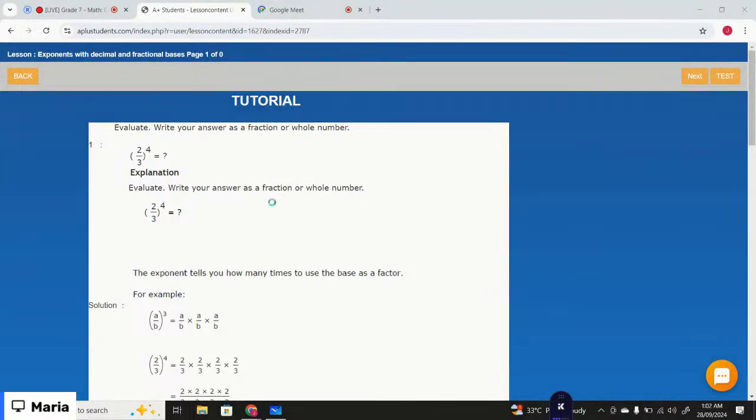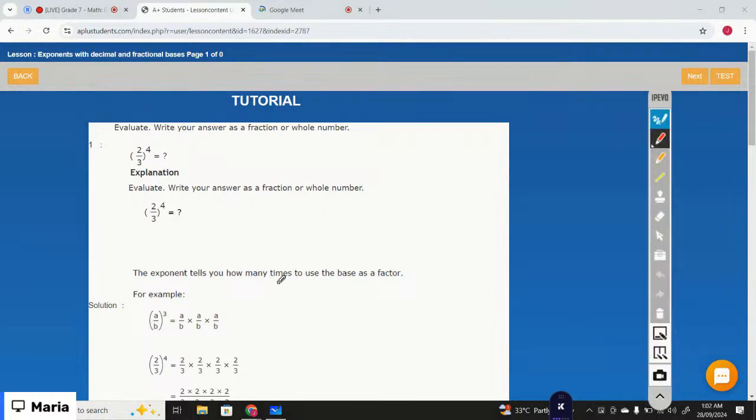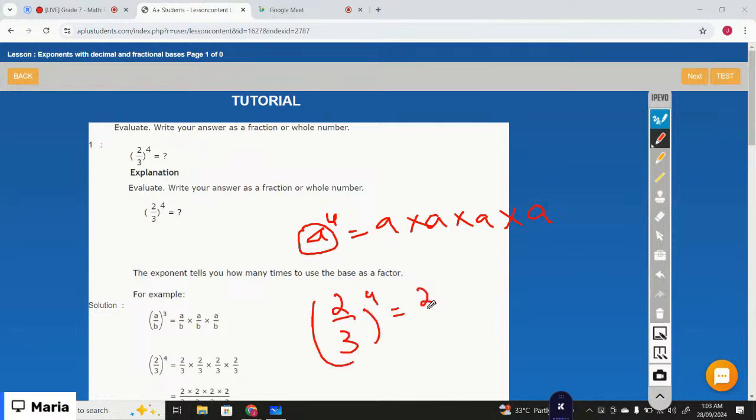You are given the fraction, and the exponent is 4. So you have to do exactly the same way like you evaluate the other exponents, right? For example, when you are given an exponent 4, you do a times a times a times a. Same way you need to consider a is 2 by 3. So you have to do 2 by 3 times 2 by 3 times 2 by 3 times 2 by 3.